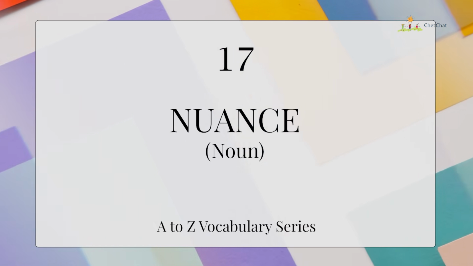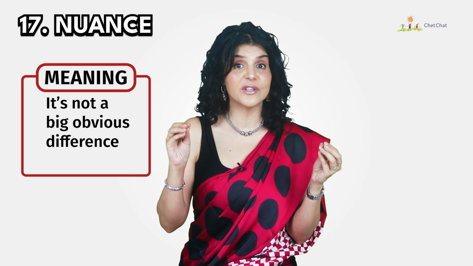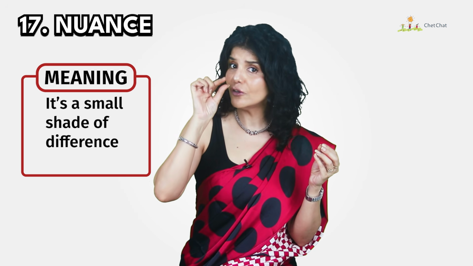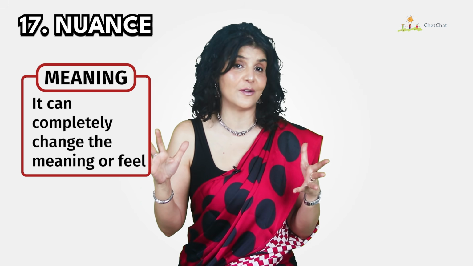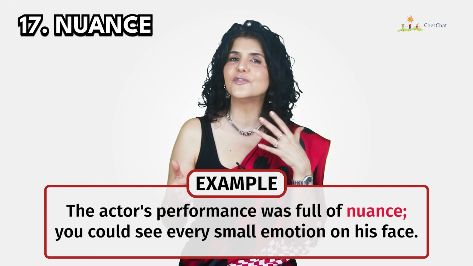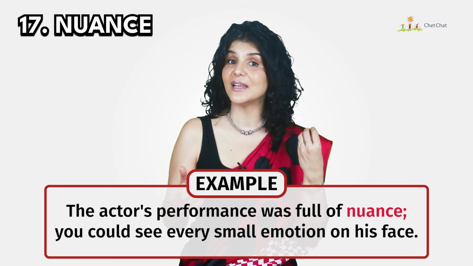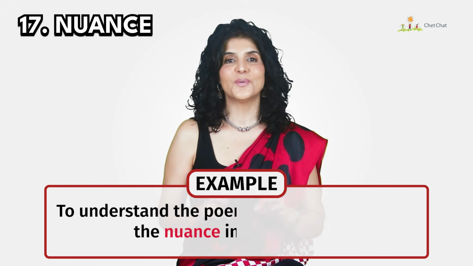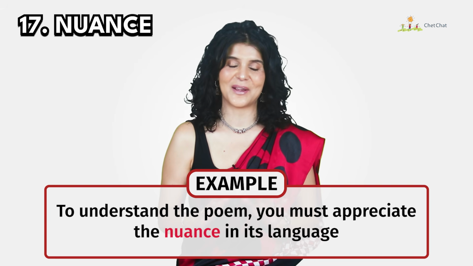The next word is nuance. A nuance is a tiny, subtle difference. It's not a big, obvious difference. It's a small shade of difference, but it can completely change the meaning or feel of something. Example, the actor's performance was full of nuance, and you could see every small emotion on his face. To understand the poem, you must appreciate the nuance in its language.